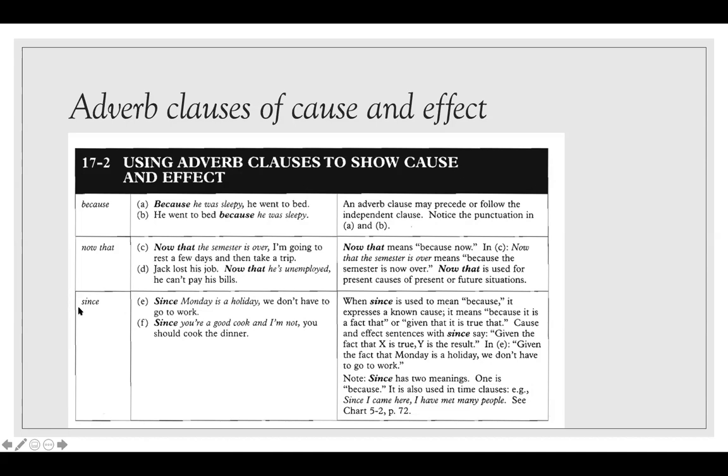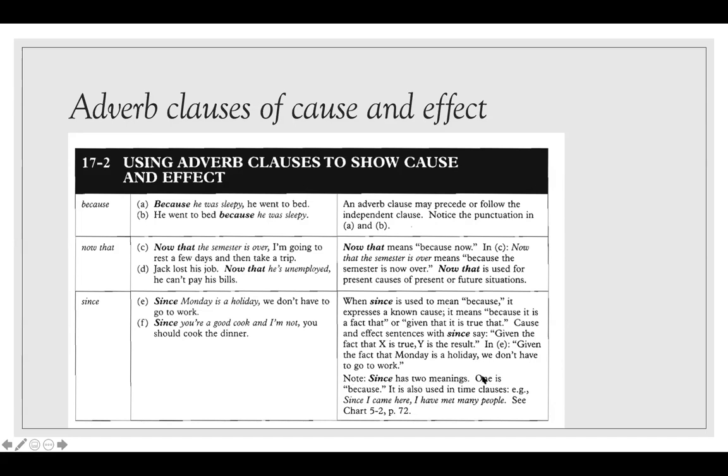Usually when we say, since you like reading books so much, right? So that you like reading books so much is a fact, or given that it is true that you like something, so cause and effect, then I'm gonna give you all these other books that I have in my room. So because cause and effect with since say, given the fact that X is true, Y is the result. So I'm gonna loan you all these books because I know that you like books. In E, given the fact that Monday is a holiday, we don't have to go to work.